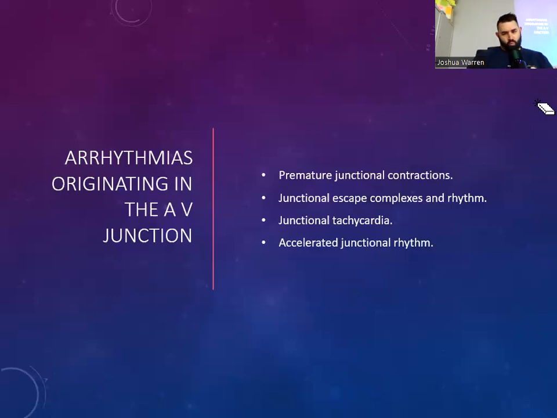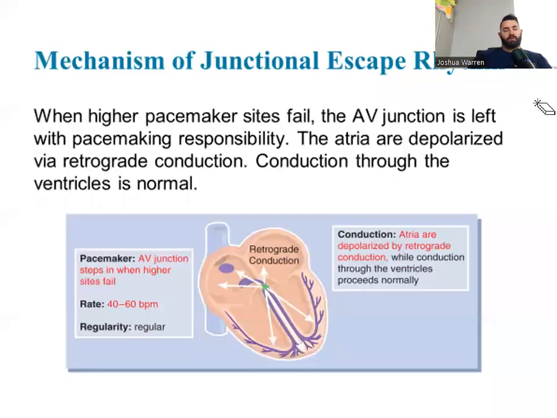So we have the AV junction that will kick in and depolarize the myocardium. Now, the unfortunate thing is that it will have a slower intrinsic rate at which it can depolarize. What does that mean? Usually it's got a slower heart rate attached to it. So what we got going on is the retrograde conduction that occurs from that AV nodal conduction site. So when the high pacemaker fails, the atria are going to be depolarized, but it'll be retrograde conduction.